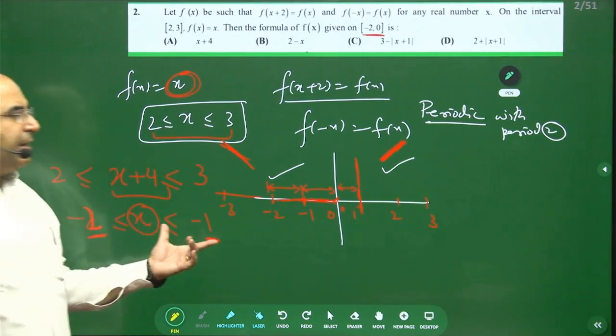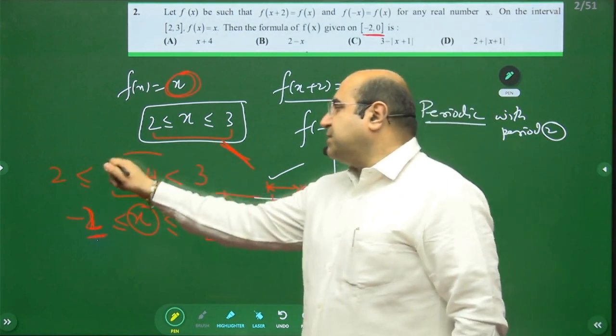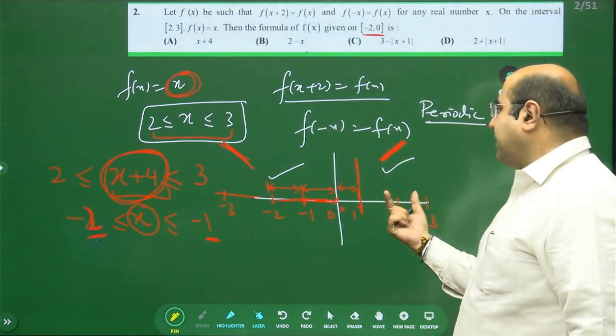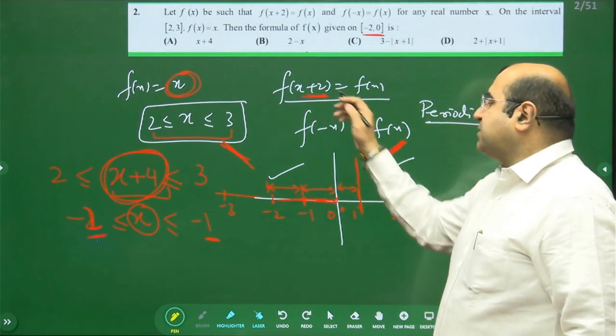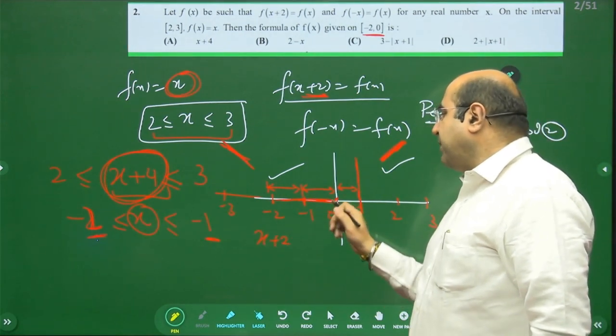Minus 2 to minus 1. Why am I making this one? Why am I taking x plus 4? Because since it is periodic, I have to shift it 2 units back. X plus 2 should be shifted 2 units back to give you this.